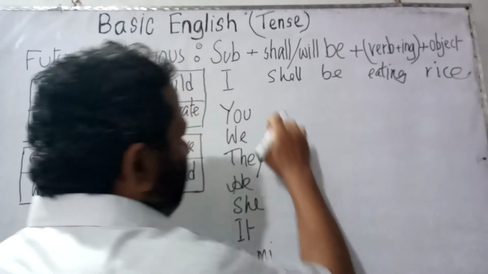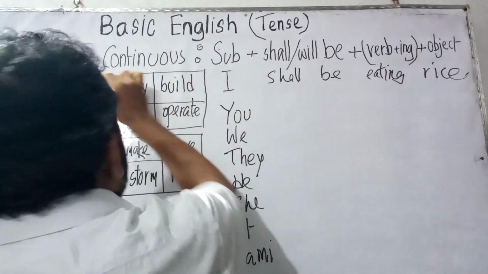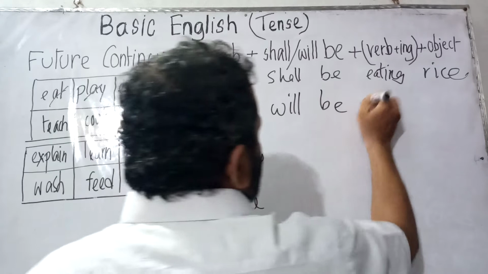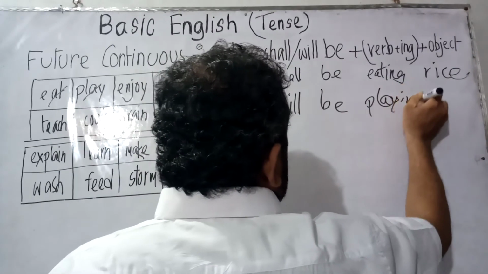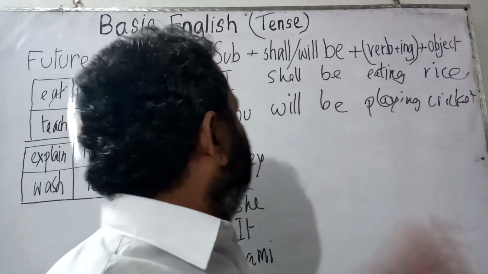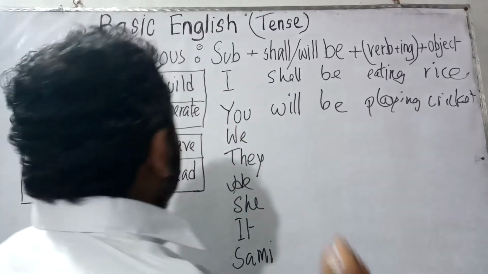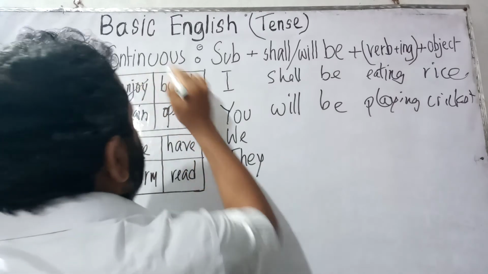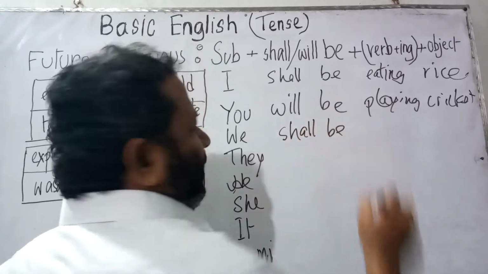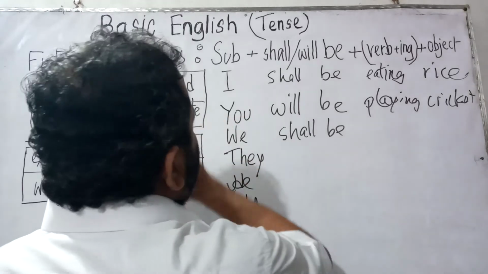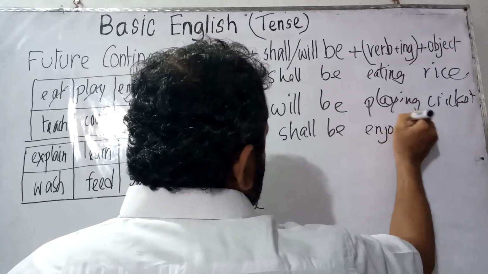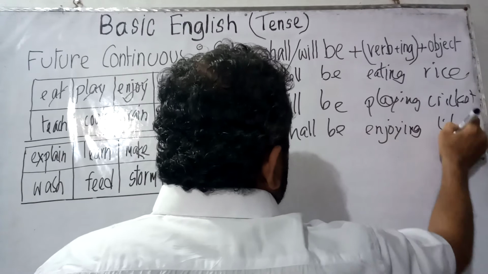Now, when the subject is you, let us take the verb play. You will be. You will be playing cricket. And we can also write you will be playing football. Now, when the subject is we, let us consider the verb enjoy. We shall be. I repeat, we shall be. When the verb is enjoy, we shall be enjoying. We shall be enjoying life.